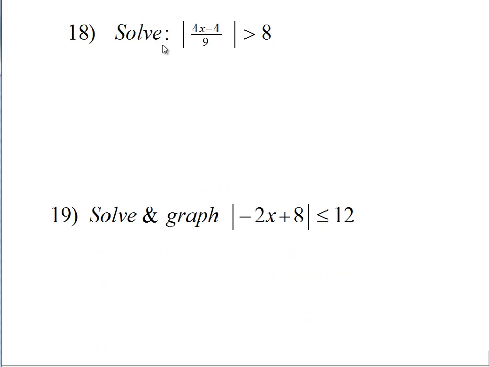Okay, 18. We leave it. 4x minus 4 over 9 greater than 8. Multiply by 9 is 72. Add 4. 76. Divide by 4 is 19.